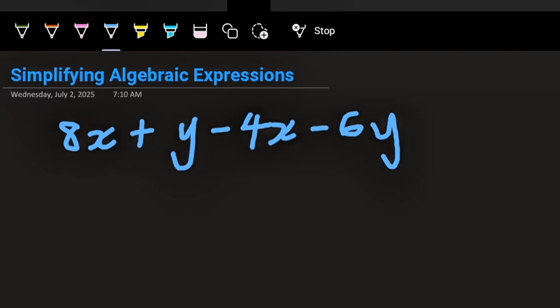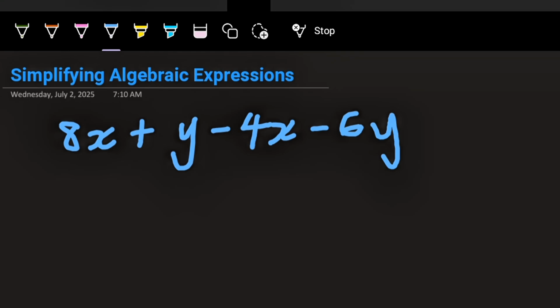Everybody. Okay, so today we're going to learn how to simplify algebra expressions. First things first, we should know that we should group all our like terms together. Well, what do we mean by like terms? So all of the x's would go together and all of the y's would go together. So like variables are grouped together.